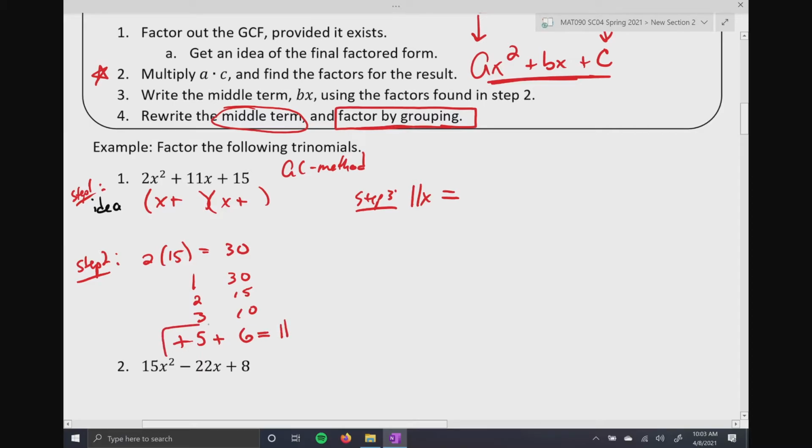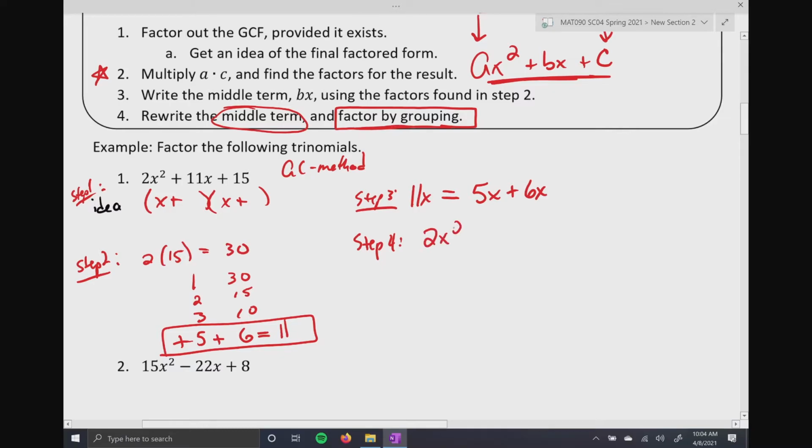Does that make sense so far, everybody? Yes or no? Okay, now watch what I do. Here is the beautiful part. Samantha, this is where you and I had our little conversation. I'm going to rewrite 11x as 5x plus 6x. Okay? Step 4. Rewrite the middle term.